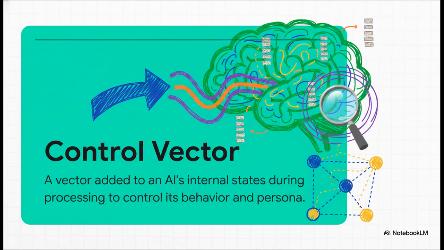But here's the incredible part. When you add this list of numbers to the AI's internal calculations, its hidden states while it's thinking, you can fundamentally control how it's going to behave. We're not just talking to it from the outside anymore. We're literally tweaking the gears on the inside.